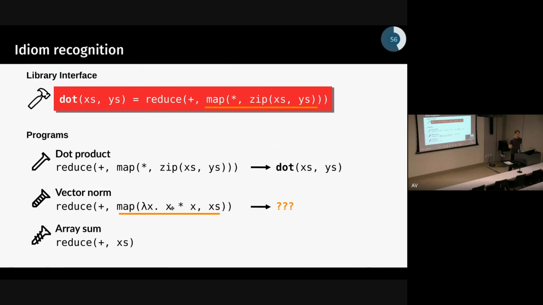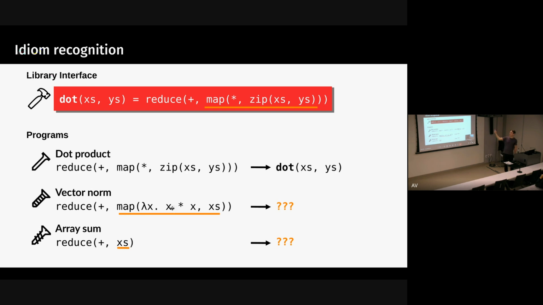What if you're just trying to sum an array? Very silly. This is just a reduction with a plus operator. But again, that does not match what you have up there, because dot product is reduce, map, zip. This is what we call an idiom, by the way. And this is what we're trying to do. We're trying to recognize in that program, array sum or vector norm, if we can find a dot product in it. And if you're a human, you would know how to turn a vector norm or an array sum program into a dot product. Any guess?